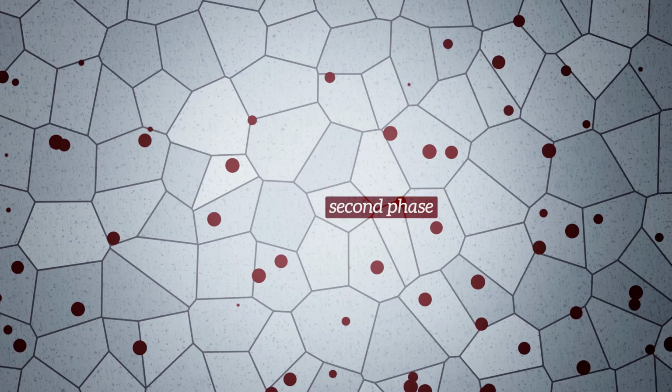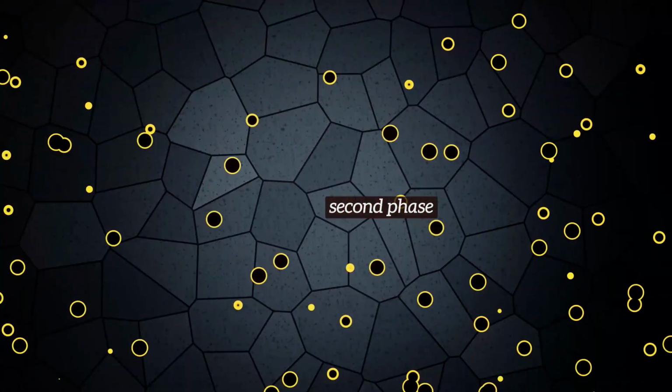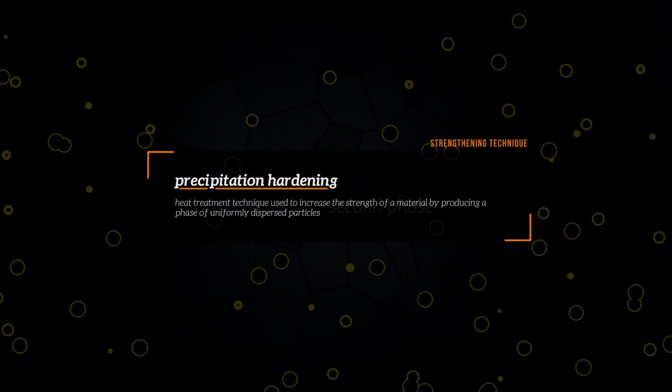Like grain boundaries, the boundaries between phases impede the motion of dislocations and increase a material's strength. Using heat treatment to intentionally produce a phase of uniformly dispersed particles with the goal of strengthening a material is called precipitation hardening.